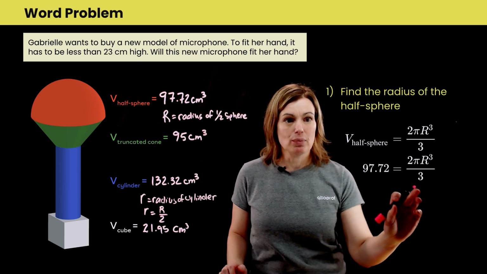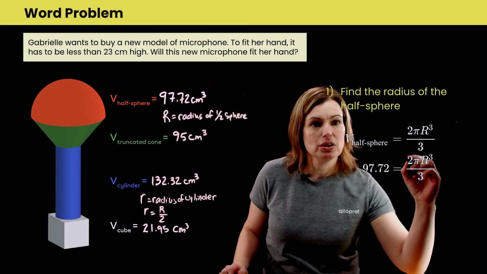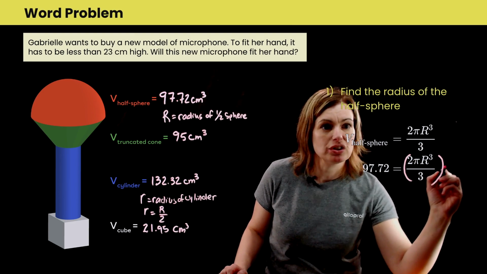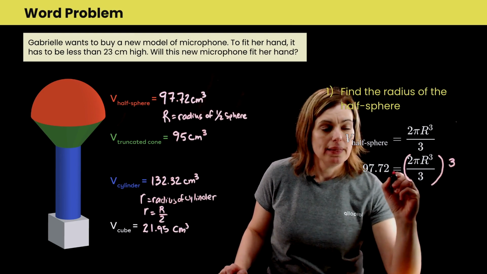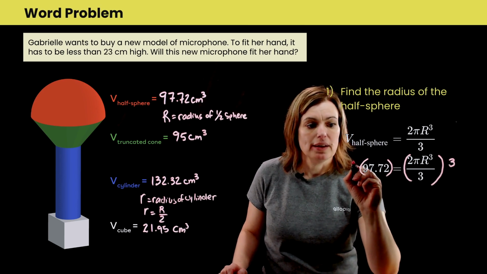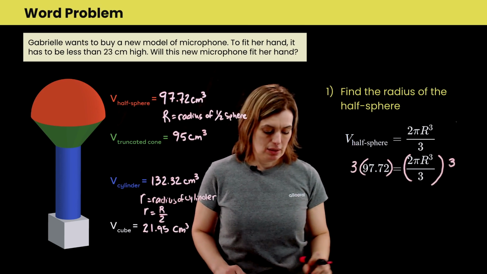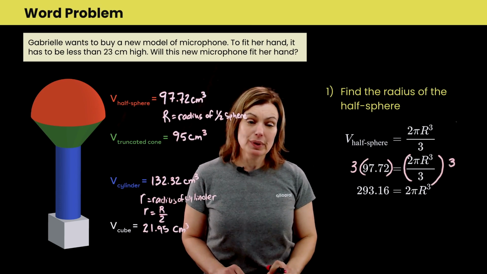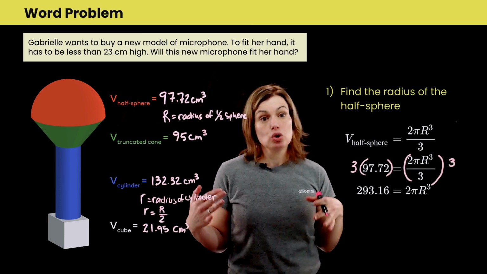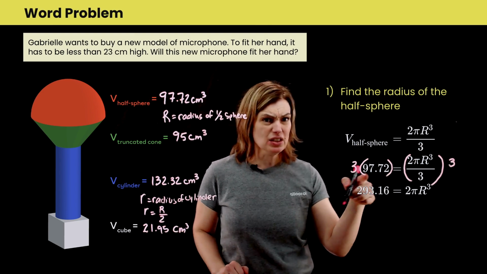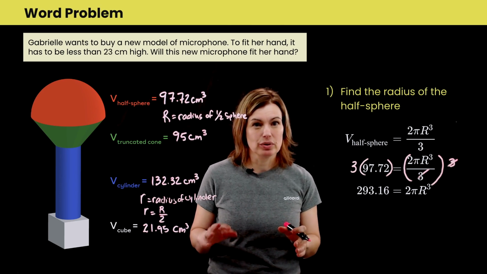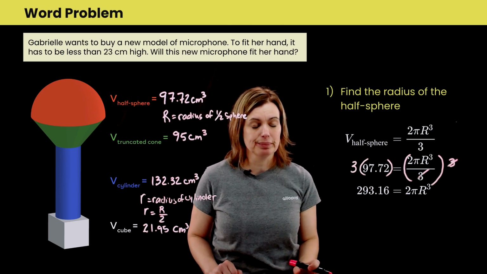To isolate that, we got to get rid of this denominator. So I'm going to do the opposite here. Opposite to dividing by 3, which is to multiply by 3. And then I'm going to multiply by 3 also on the left side here. And in doing so, that gives us 293.16 is equal to 2 pi r cubed. So you see how on this side, our 3's canceled out, and we no longer have a denominator.